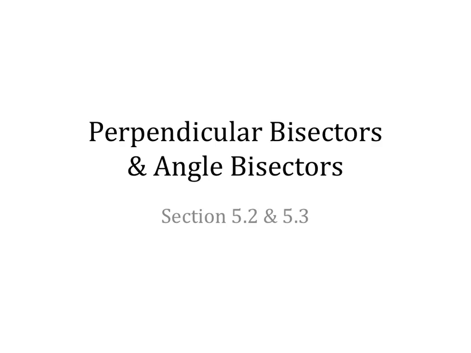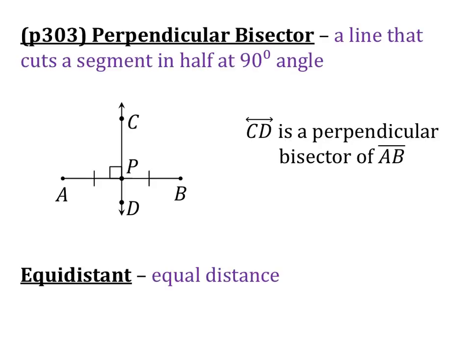Good evening, everyone. Tonight we're going to talk more about perpendicular bisectors and angle bisectors. First, we know that a perpendicular bisector is a line that cuts a segment in half at a 90-degree angle. So in this picture, CD is a perpendicular bisector of AB because, as we can see, AP and PB are congruent, and also we have a right angle here at point P.